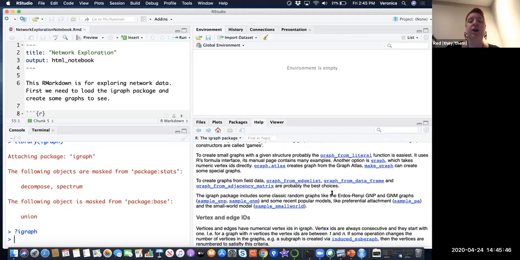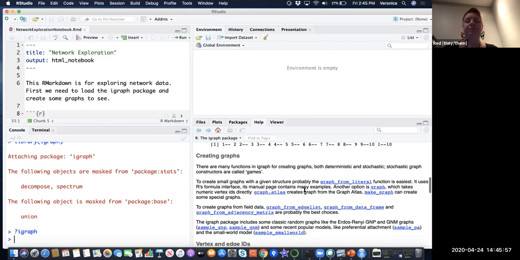So we can take graphs, and in iGraph, a network is a graph. We can take any of these functions for creating graphs. We can create graphs at random, using a bunch of different distributions for the number of edges.